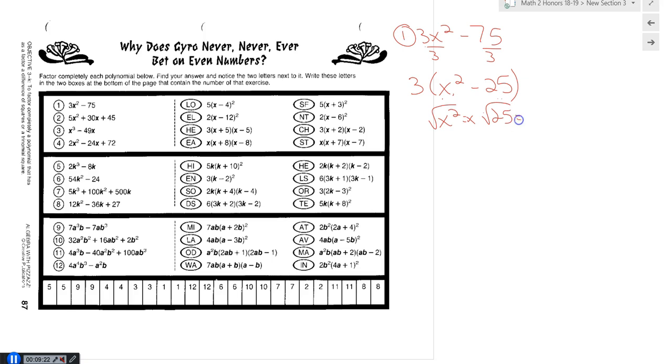Should have brought left room. Okay. So then remember we have the x plus 5 and x minus 5. That's just like what we did on page 84. Okay. So we're going to look for that answer, and that is HE. So number 1 has HE, I guess. Oh, it doesn't give HE. It's H and then E.